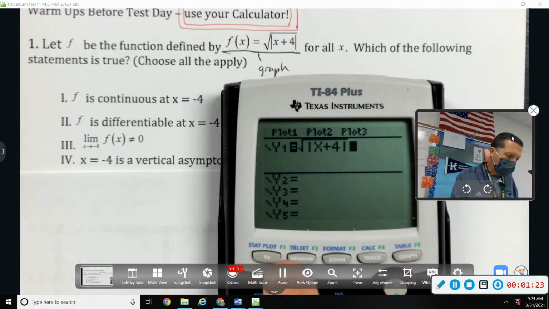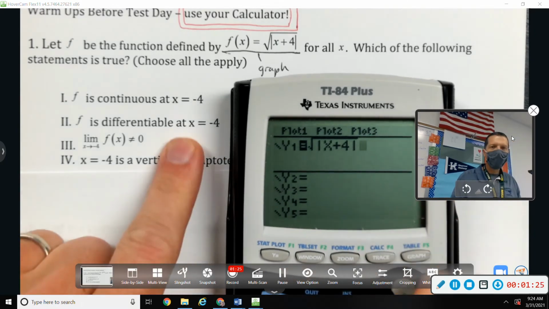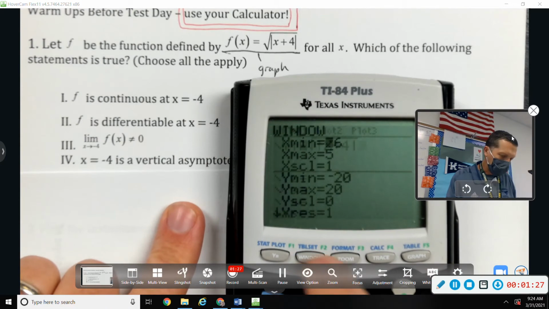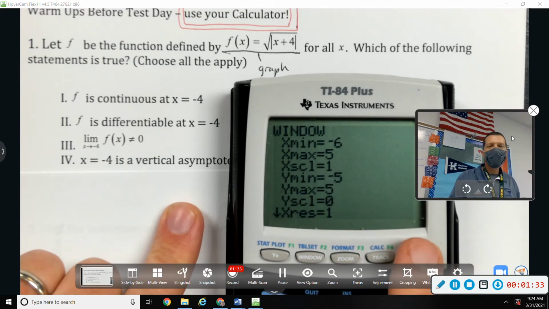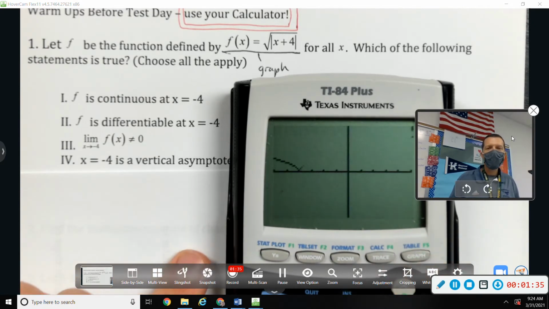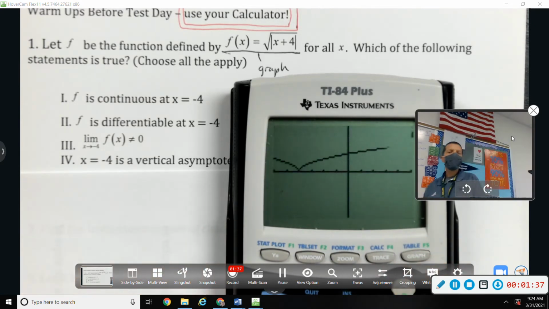And when I graph that, all these questions are about what's happening at negative 4, so I want to make sure my window includes negative 4. I don't know about y max and y min, they may not matter so much, as long as I can see what's going on at negative 4. Now you can answer those questions. So I'm going to pause.